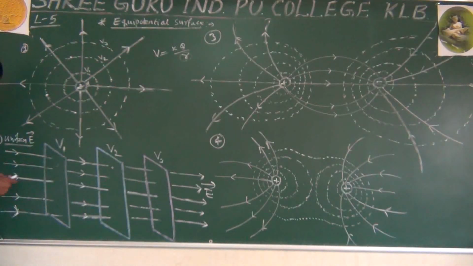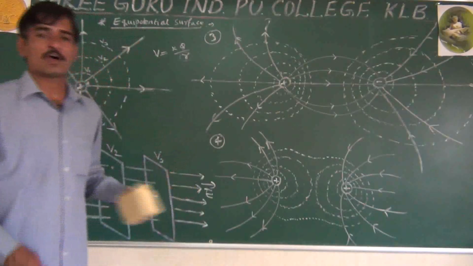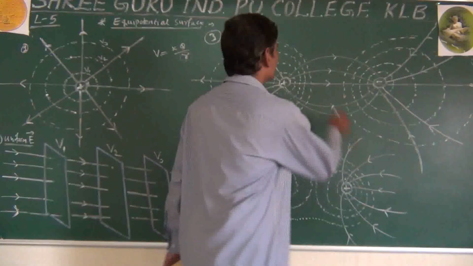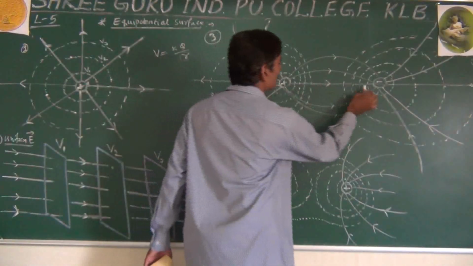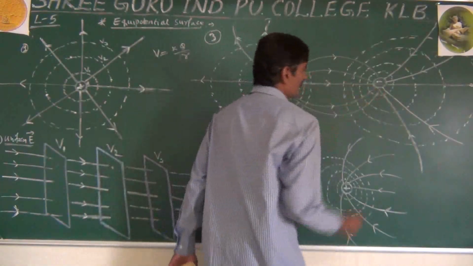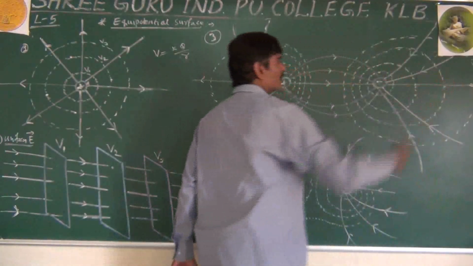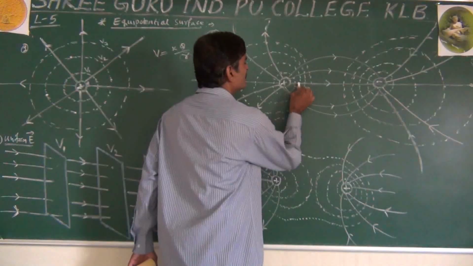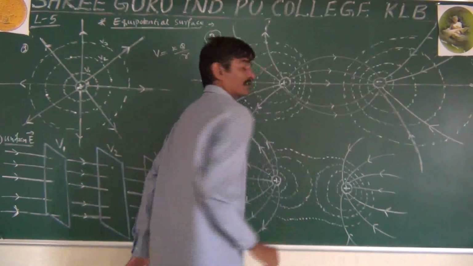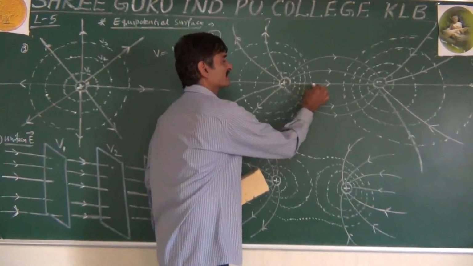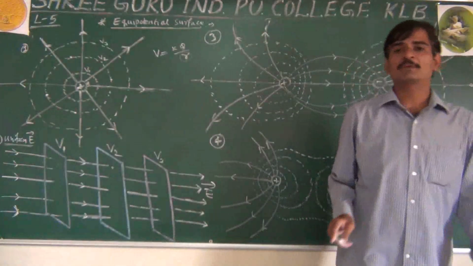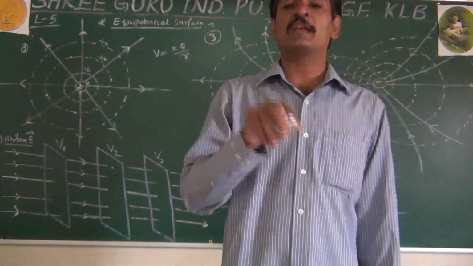So here also, the same: the electric field is perpendicular to the equipotential surface. This is the direction. How about the magnitude? See, here the equipotential surfaces are closer. In this diagram, the equipotential surfaces are closer in between the charges, whereas they are far apart outside the charges. So this indicates that if the equipotential surfaces are closer, that means the electric field is strong. If the equipotential surfaces are closer, that means the electric field intensity is strong.